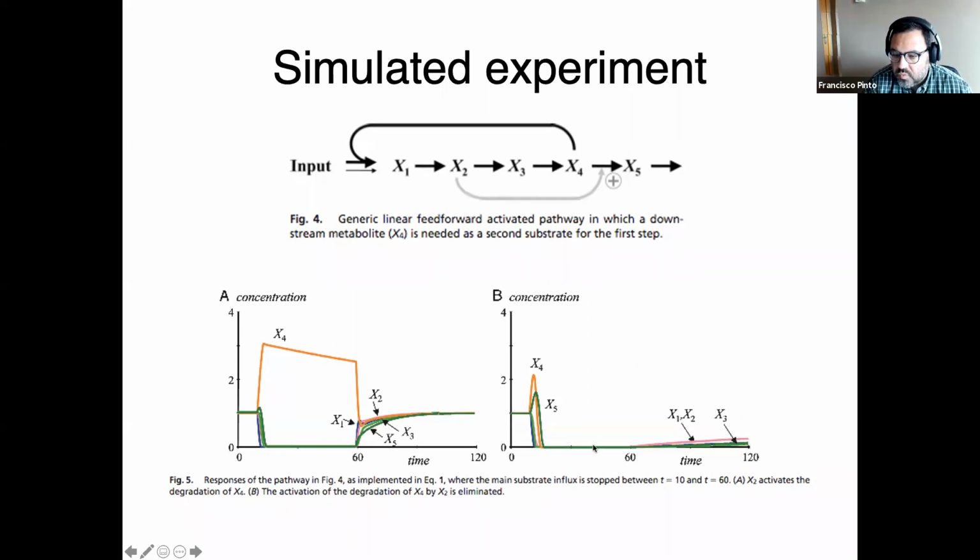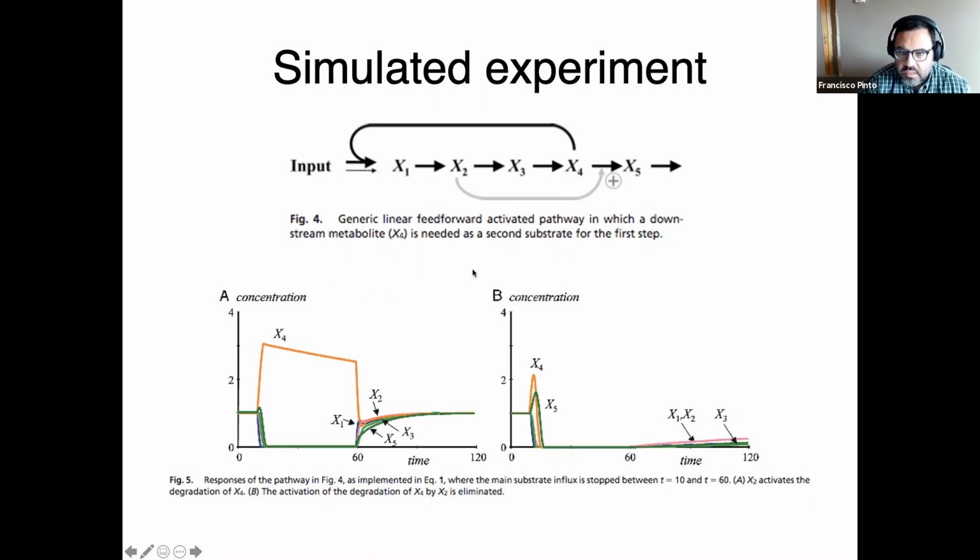While in the system without the regulatory interaction, what you see is that everyone goes down rapidly after glucose disappears, and when glucose appears again, they start to increase again, but very slowly, because you don't have X4, so this rate is going to be very slow. So all the recovery of the system is going to be too slow.